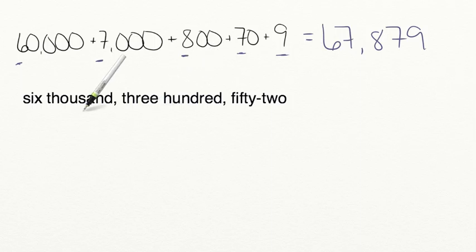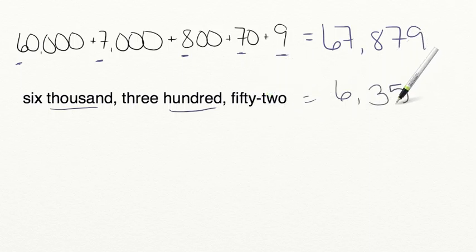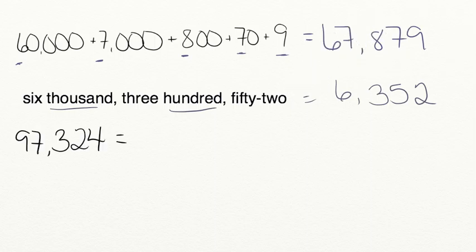Let's try another practice problem. This time, you're going to use this text and change it into a number. So you have 6,352. That means that we have to have a 6 in the thousands place. So we're going to start with a 6 in the thousands place, a 3 in the hundreds place, a 5 in the tens place, and a 2 in the ones place. So now you've changed this text into a number.